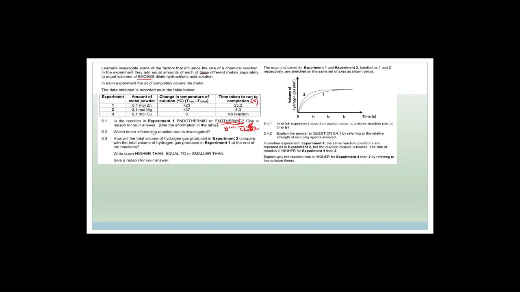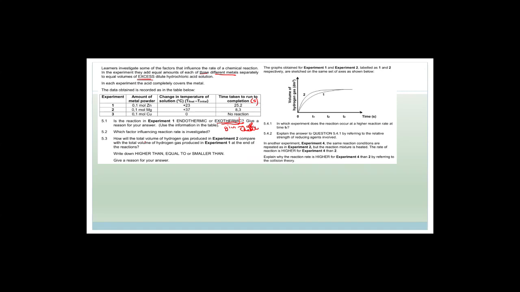Now it says, which factor influencing the reaction rate is investigated? Let's have a look at this. We've got excess dilute hydrochloric acid, so it's not that. The quantity of the metal powder is the same. So I would say that what we're looking at is the type of metal. We're looking at whether zinc, magnesium, or copper are going to react with dilute hydrochloric acid. They've measured the temperature and they've measured the time, so the factor being investigated is the type of metal, because there are three different metals.